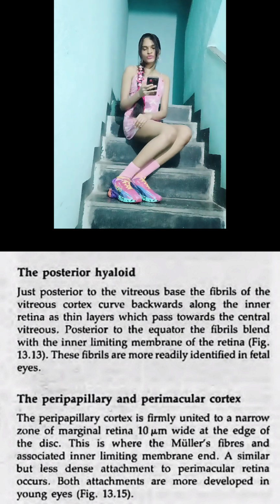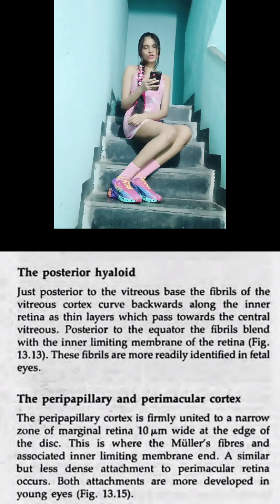The fibrils of the vitreous cortex curve backwards along the inner retina as thin layers which pass towards the central vitreous. Posterior to the equator, the fibrils blend with the inner limiting membrane of the retina. These fibrils are more readily identified in fetal eyes. The peripapillary and perimacular cortex.